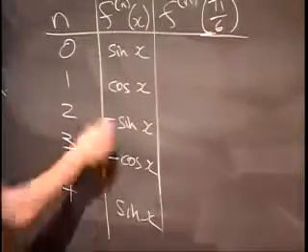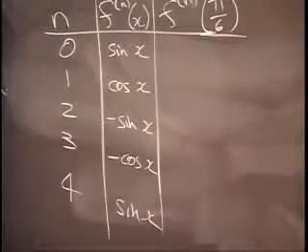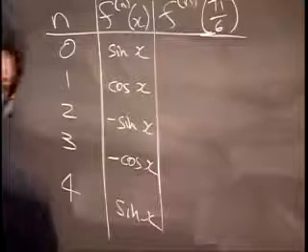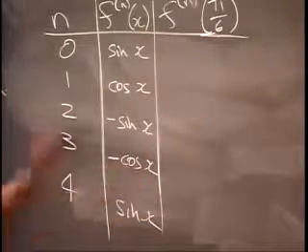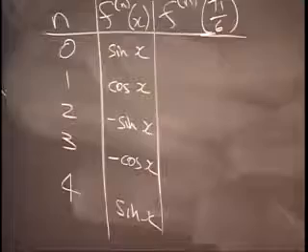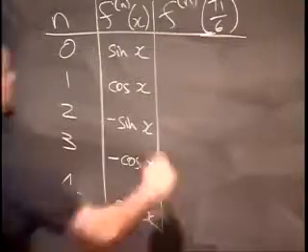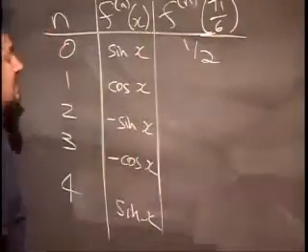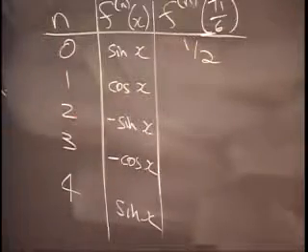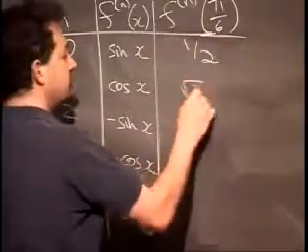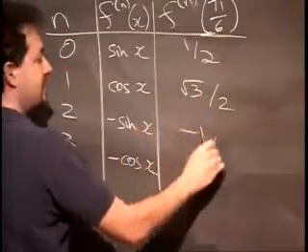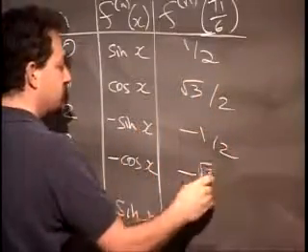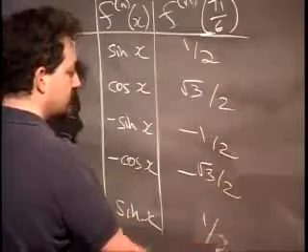Now I plug in pi over 6. And you have to remember, what is sine pi over 6? It is 1/2. Okay. It's really helpful to have those, of course, at the tip of your fingers. How about cosine pi over 6? Root 3 over 2, and then negative 1/2, negative root 3 over 2, and then 1/2 again.